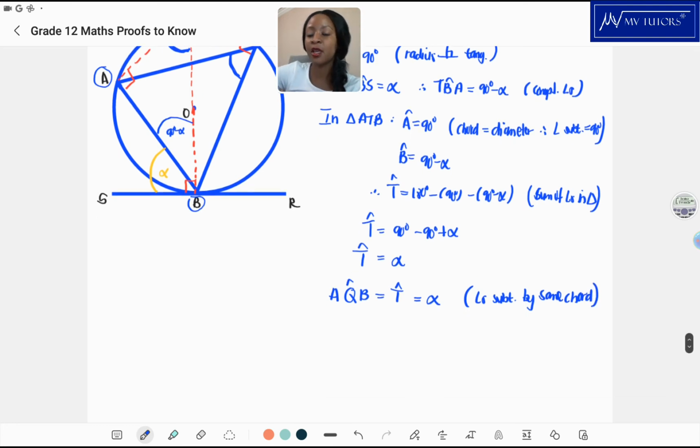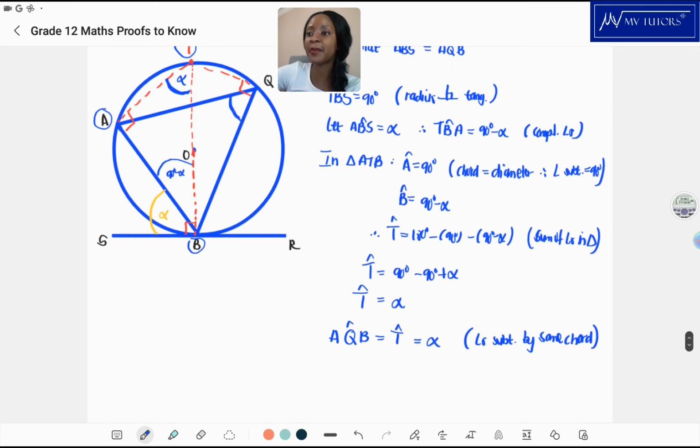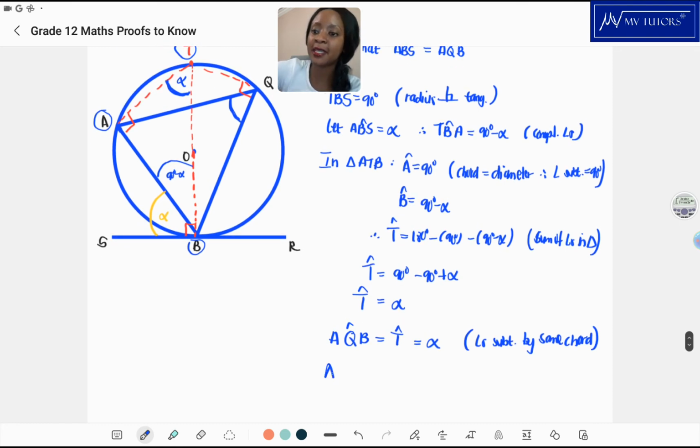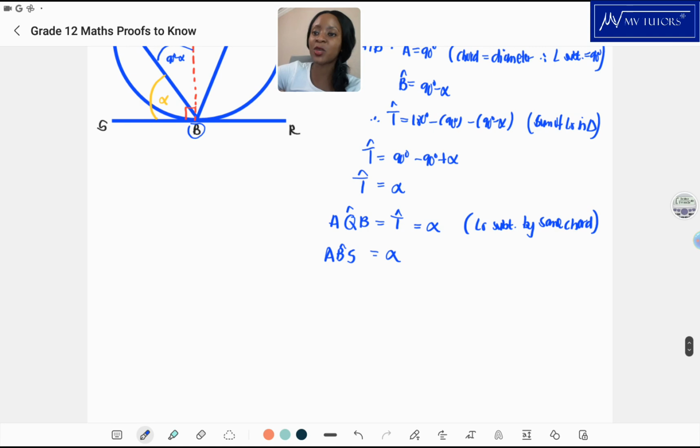Okay, so that would mean then, remember that we said ABS is also equal to alpha, right? We already mentioned that at the beginning. Let ABS equal alpha. So at the end, we could say therefore ABS is equal to AQB. Okay, and that's basically the tan chord theorem.